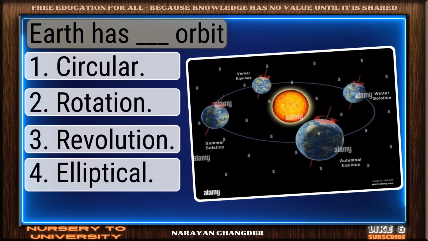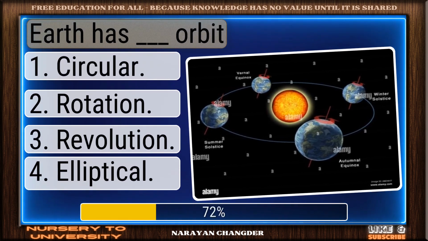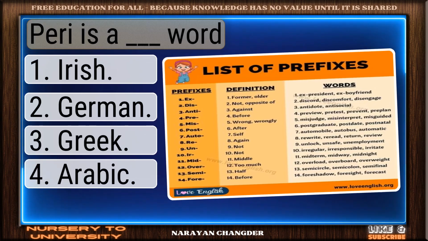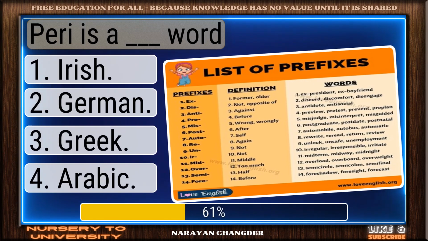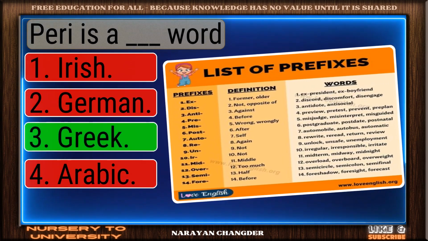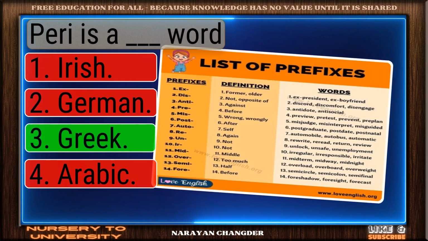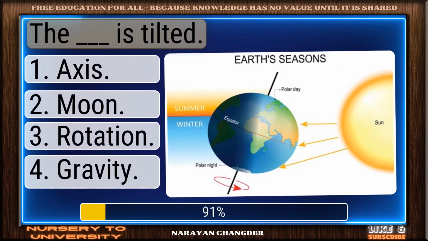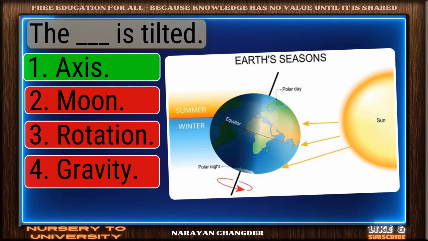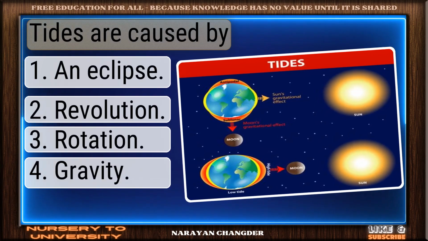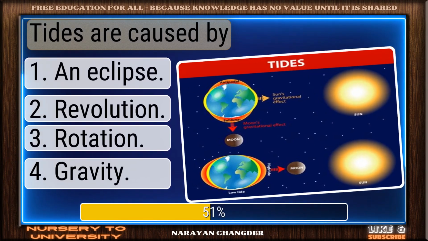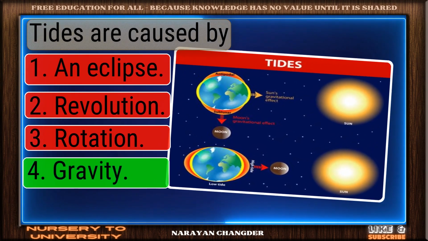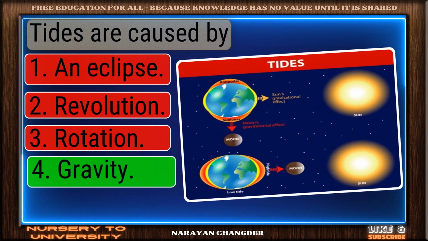Earth has dash orbit? On track. Elliptical is the correct answer. Peri is a dash word. Exactly. Greek makes sense and it is the right choice. The dash is tilted. Nice work. You chose axis, and it is correct. Tides are caused by? Nice selection. Gravity is the correct and valid answer.